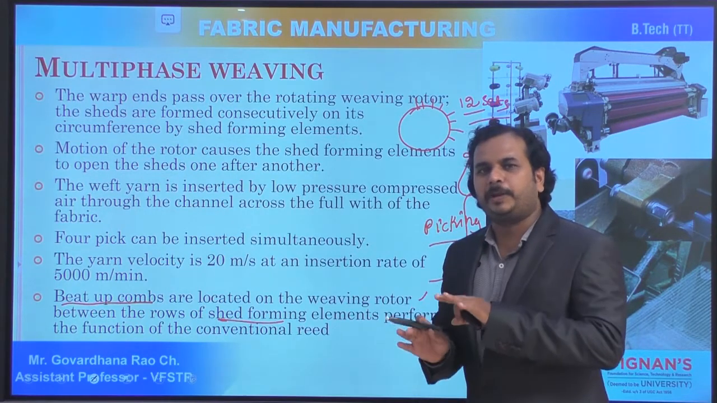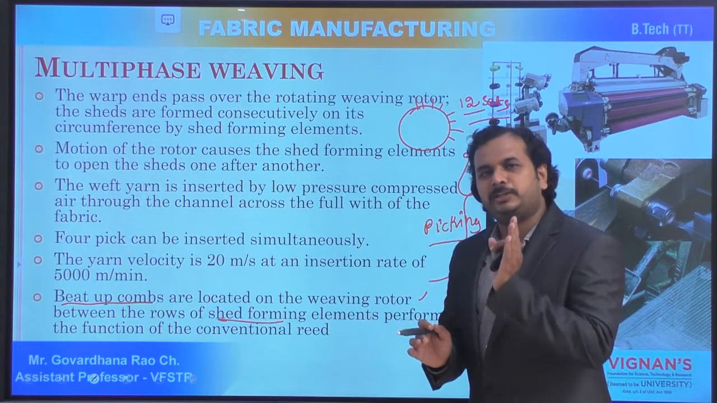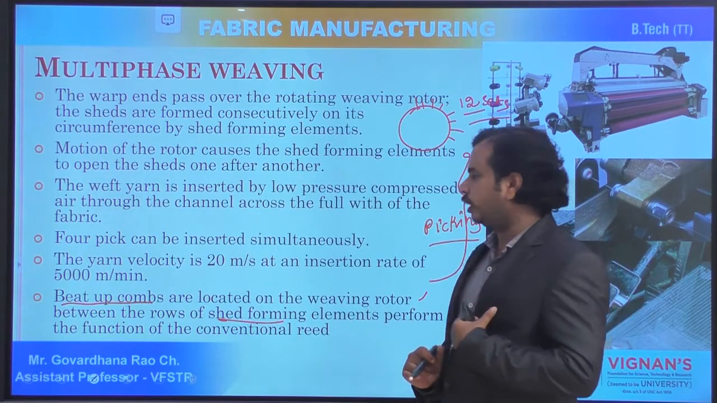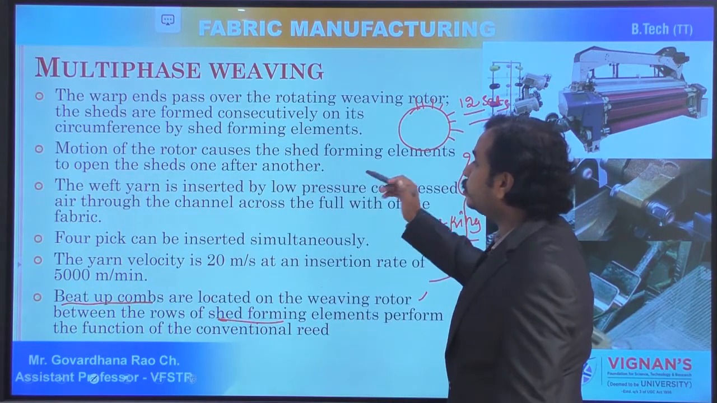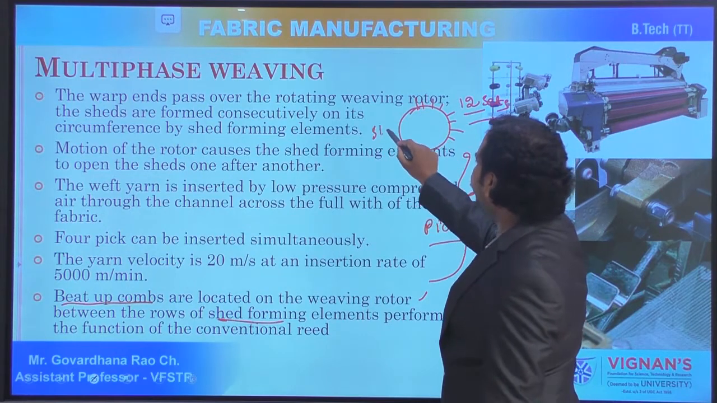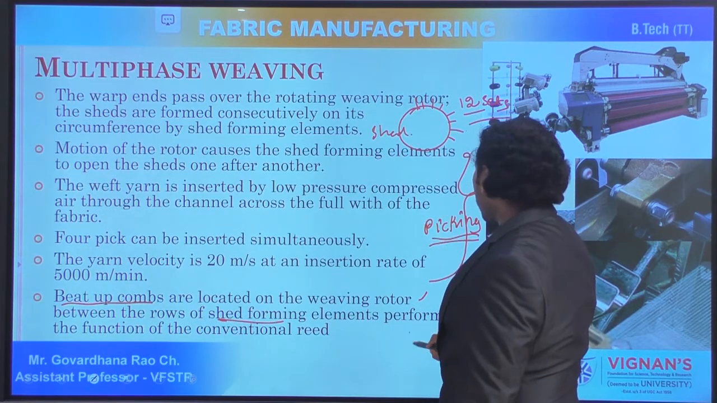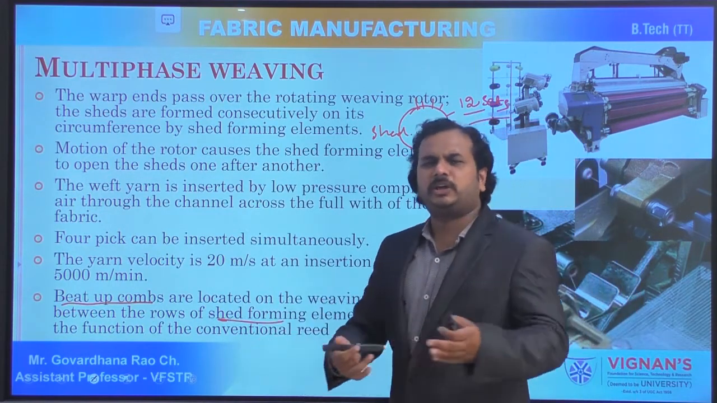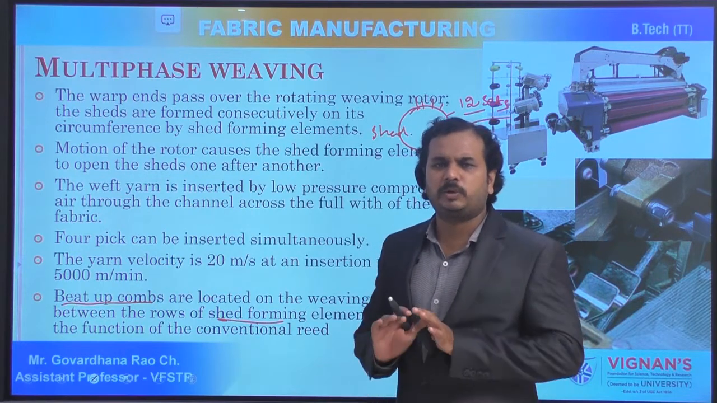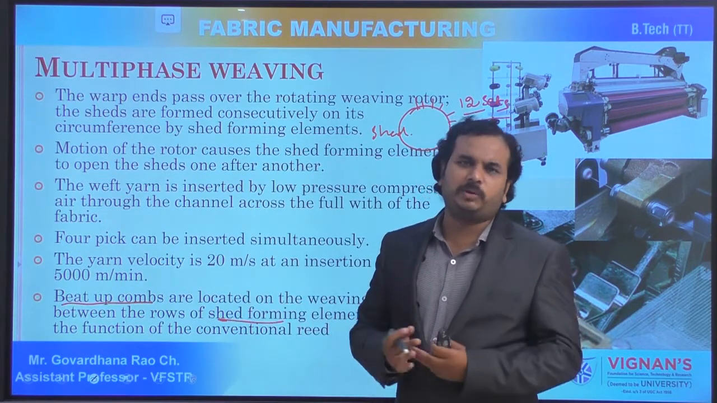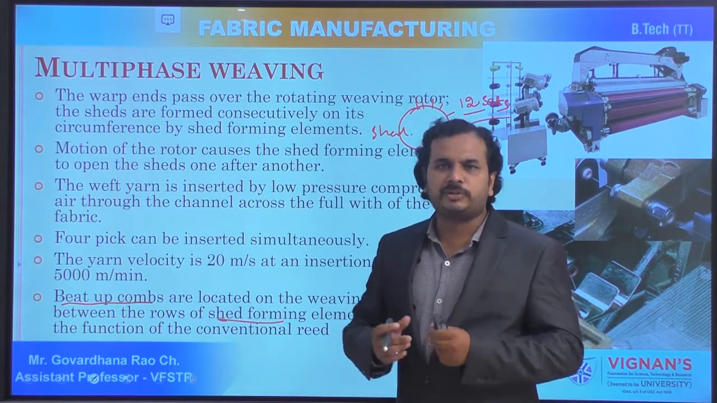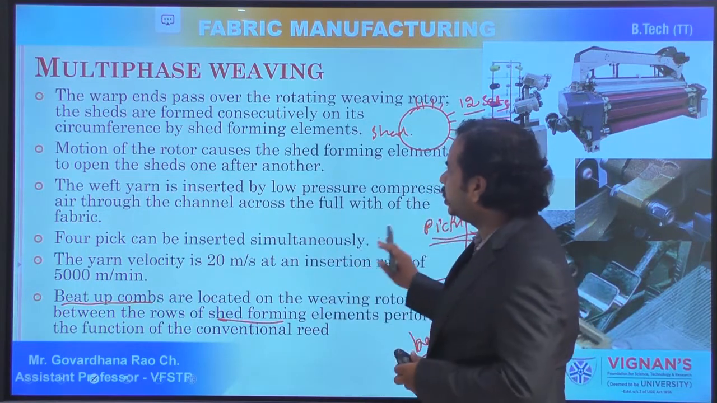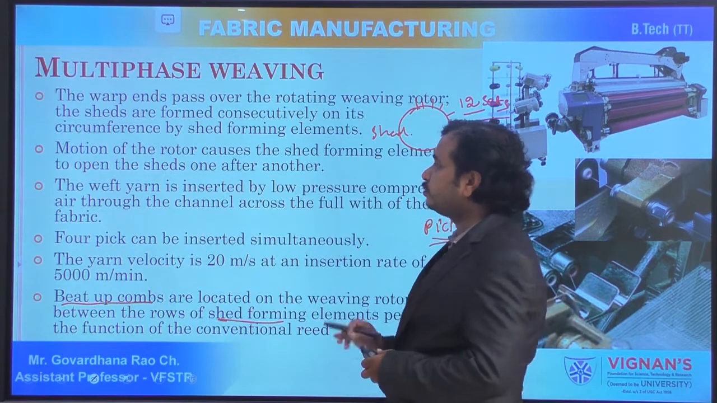So after shed opening, picking will be done. After picking, this beat up element is going to beat the weft yarn towards the fell of the cloth simply. So you can say that shedding, picking, and beat up, all primary motions, are over. After that, the cloth fell and warp let-off secondary motions are over. And the auxiliary motions, as we have discussed, such as warp stop motions, weft stop motions, brakes, everything is there. So this is the introduction to the multiphase weaving machine.